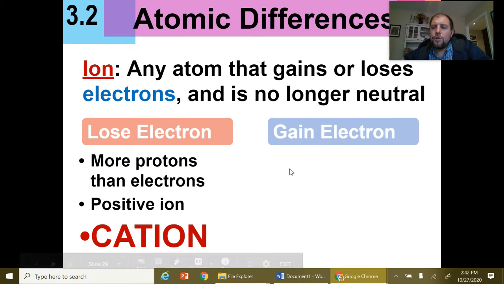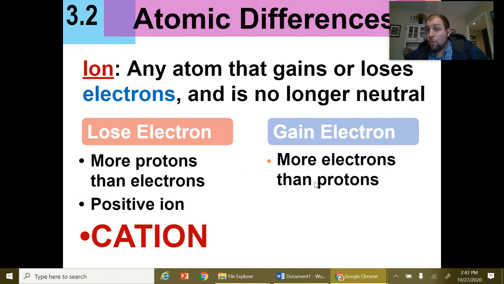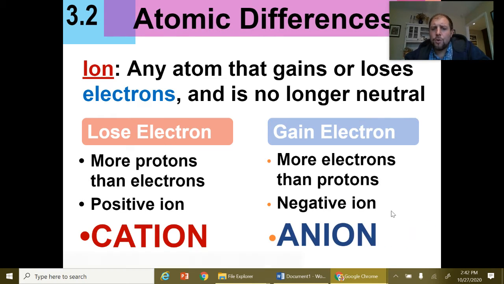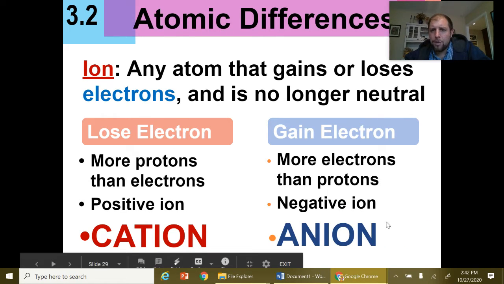On the other hand, if you gain electrons, you now have more electrons than you do protons. You are now a negative ion, and you are called an anion. If you gain negativity, if you gain electrons, then you've gained negativity. You are an anion. Cation and anion. Not cation and anion, cation and anion.